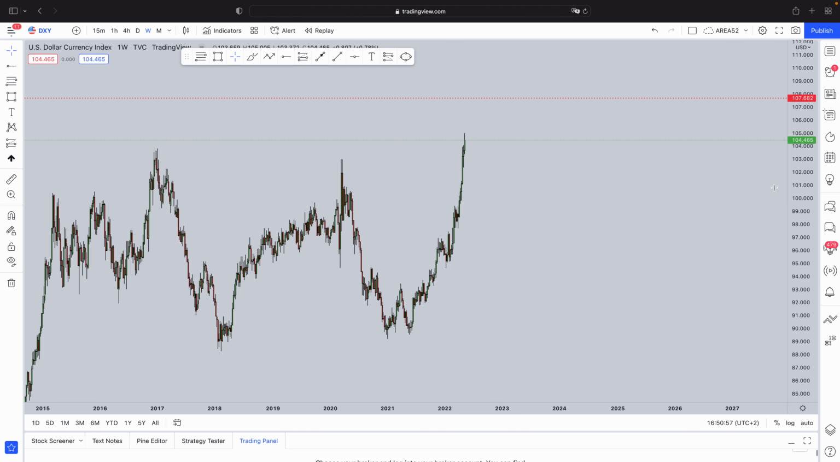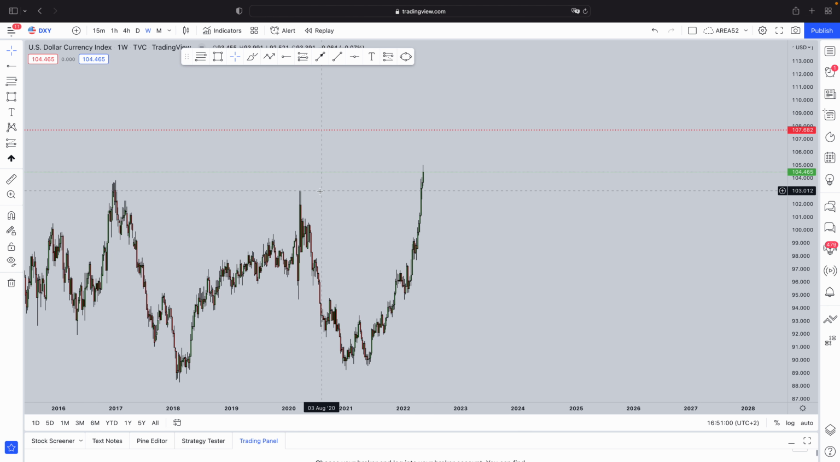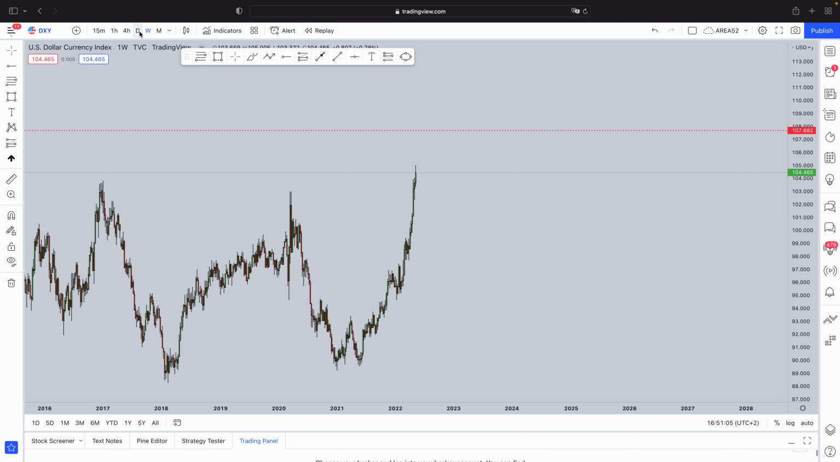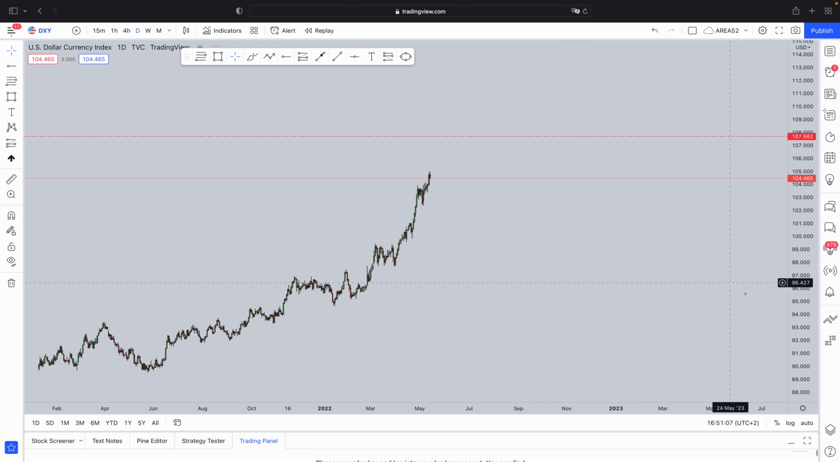Now if you drop down on the weekly time frame, what do we see? Now from a weekly perspective, we can see the market has been quite bullish. We broke above multiple structures, but there's definitely a slight pullback expected before the continuation. Now if you drop down on the daily time frame, what do we see?